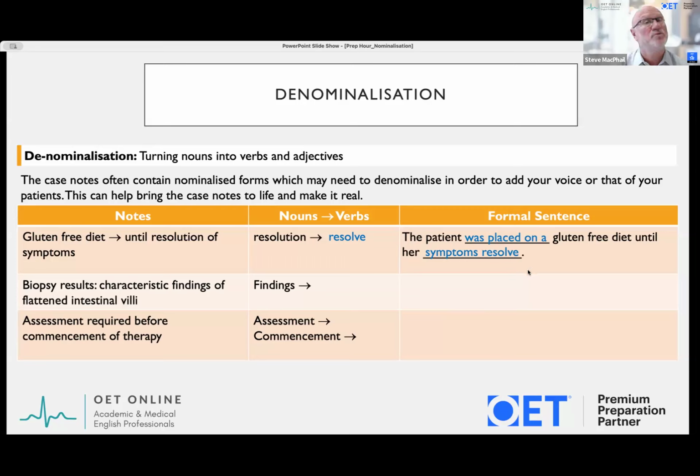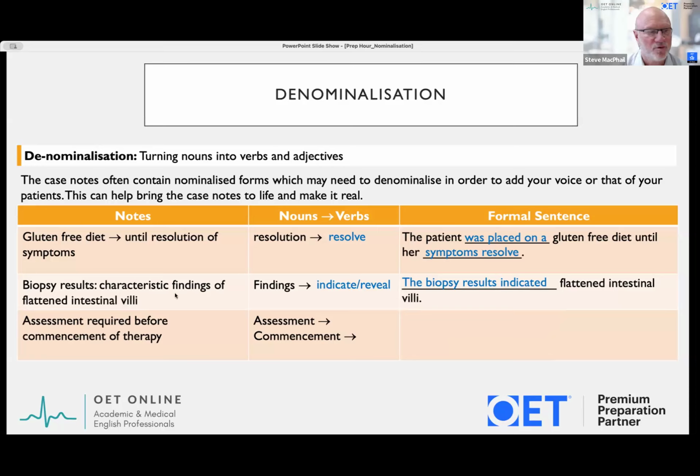We could also say the patient was instructed to follow a gluten-free diet. We also follow a diet. Okay, next one, biopsy results, characteristic findings of flattened intestinal villi. So findings, we often use the verb indicate or reveal, right? These are findings, but we want to turn that into a verb. The biopsy results indicated or revealed flattened intestinal villi.